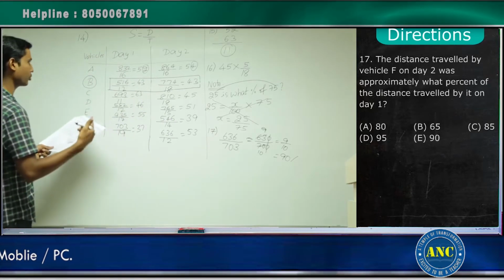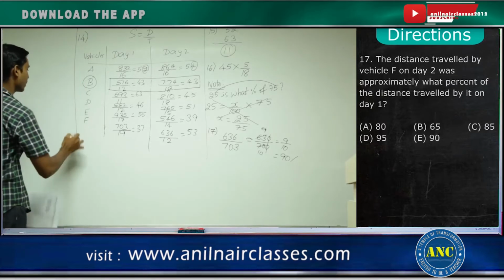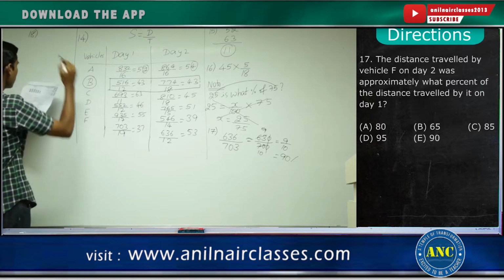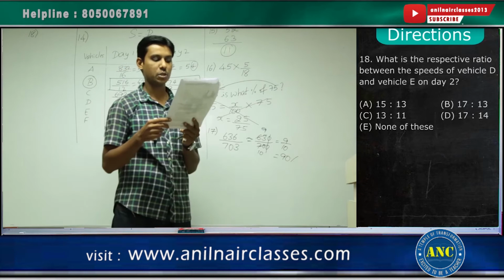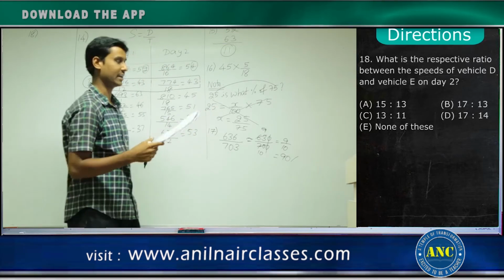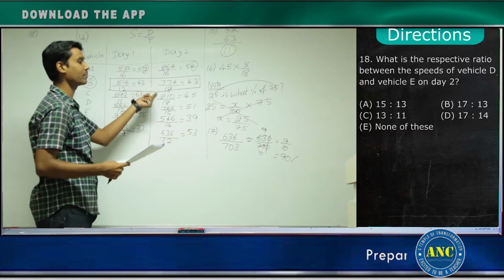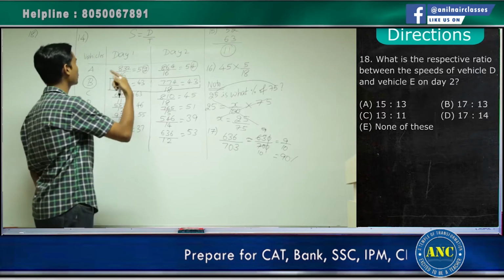After the 18th question you can copy it also. Can I write it here? Right here, question number 18. What is the respective ratio between the speeds of vehicle D and vehicle E on day 2? That is the reason I told you, please invest some time on filling this entire thing. Therefore, you will solve other questions very easily.